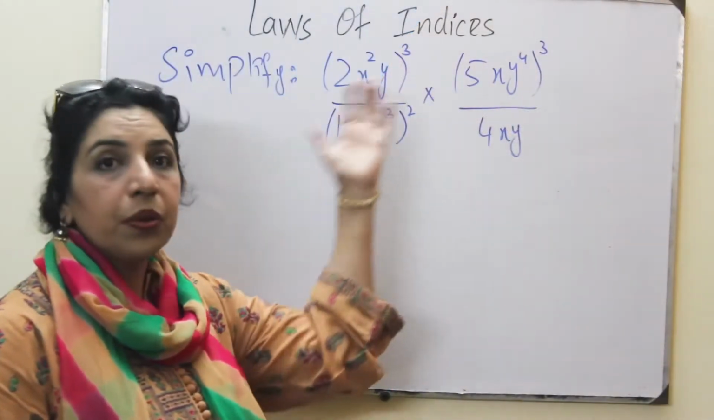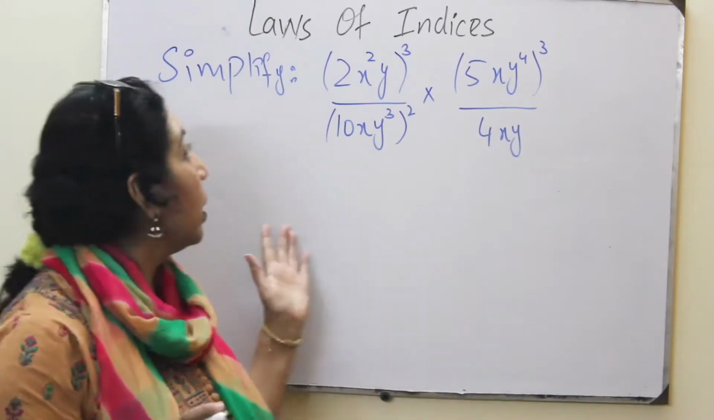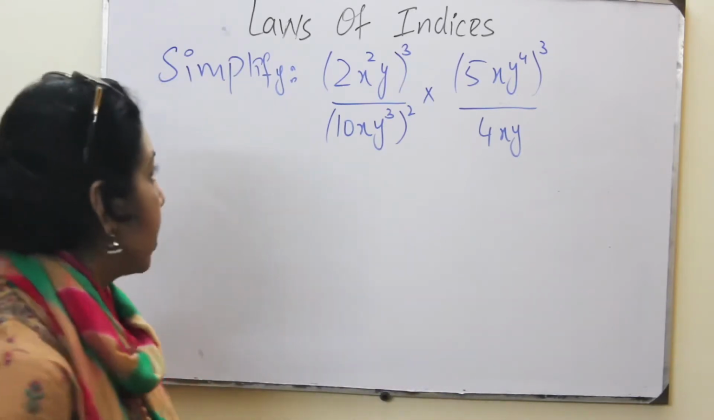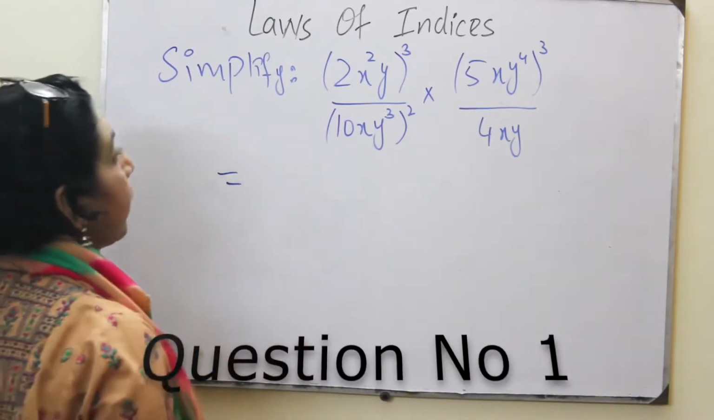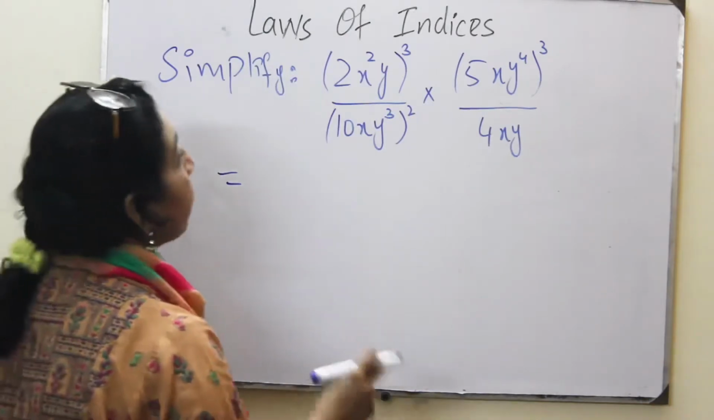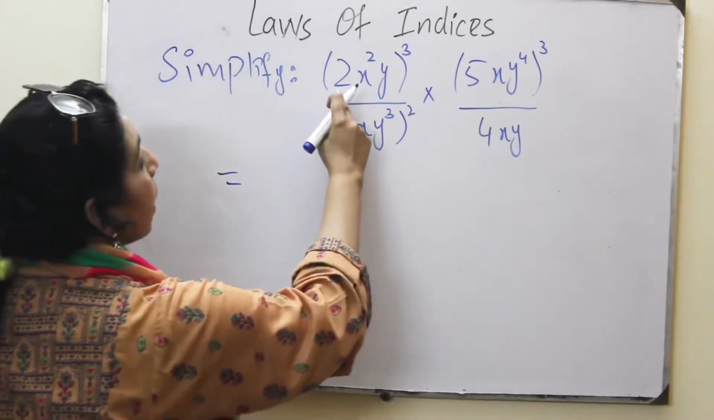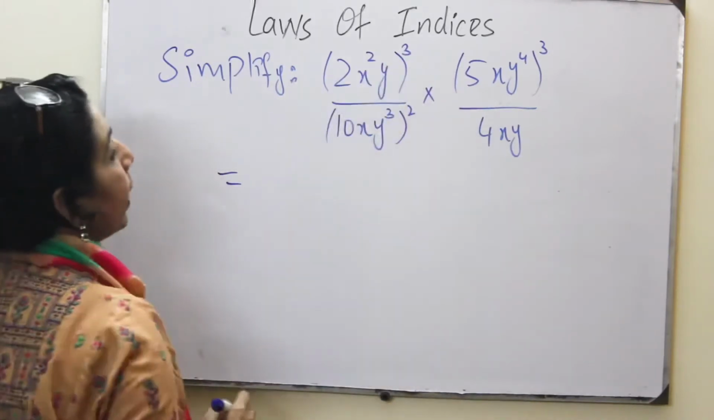Today I am going to do a few questions in which we shall discuss all the laws and simplify expressions. So this expression is 2x power 2 y 3. Side by side you must notice which law I am using. I am using the second, third and fourth law at the same time.